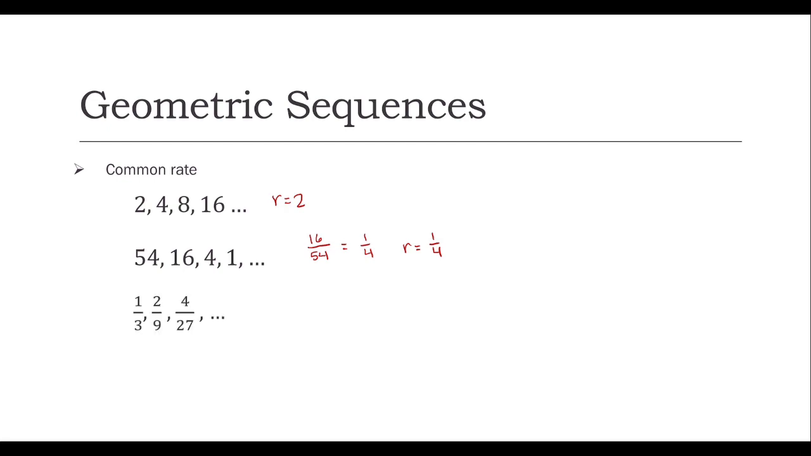So this third one, we'll take our 2/9 divided by 1/3, which is 2/9 times 3/1. And you can simplify that to get 2/3. So your rate is 2/3.